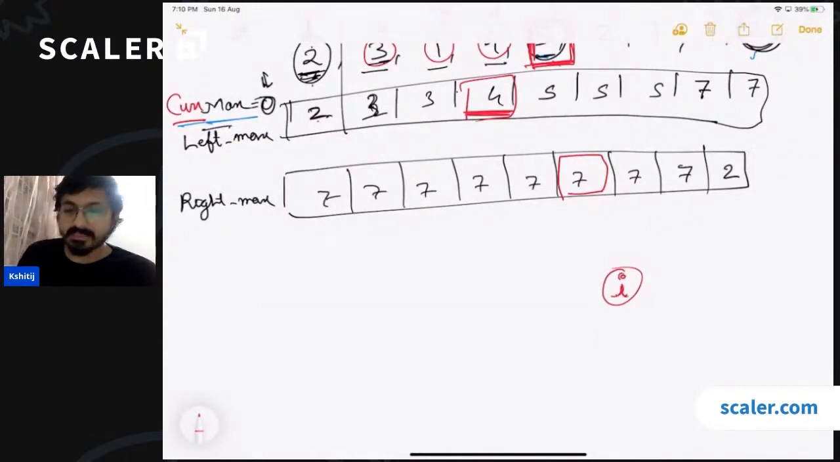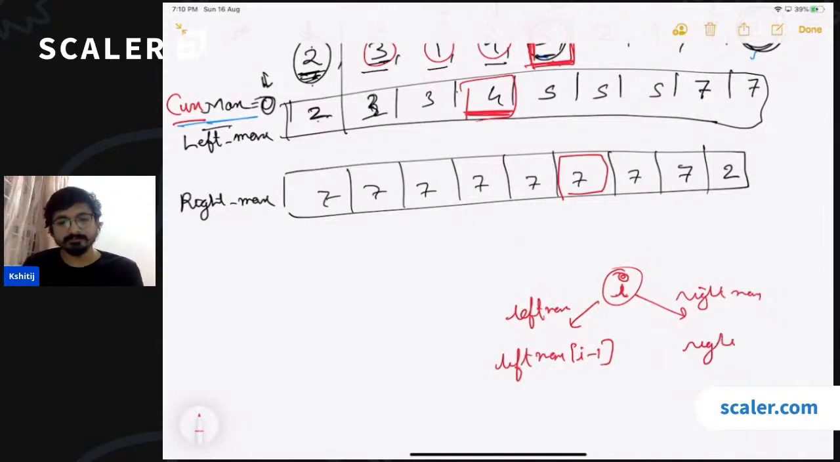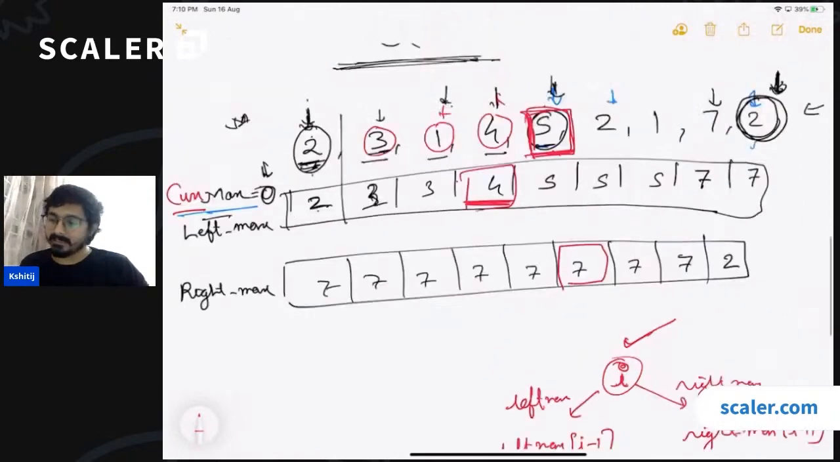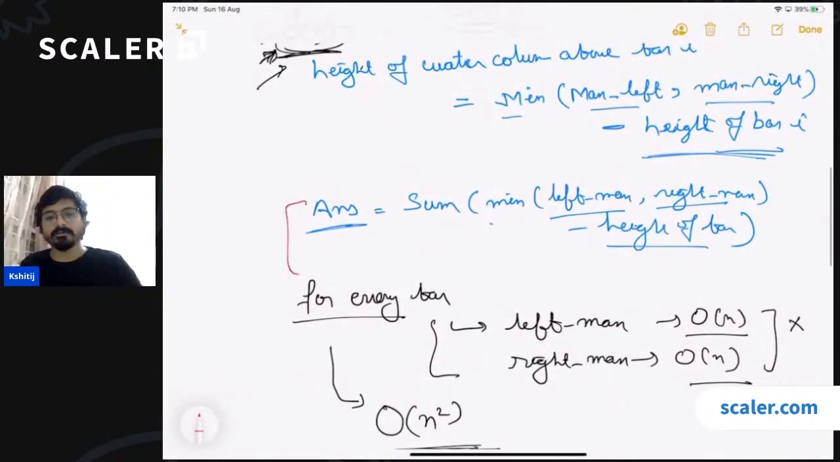If we are talking about the ith index, the left max is stored at left max I minus 1, and the right max is stored at right max I plus 1. You don't need to run two loops for each and every number. We can just pre-compute the left max and right max for each and every index, and using these values, now we can have a different loop, and we can get these values in order 1.